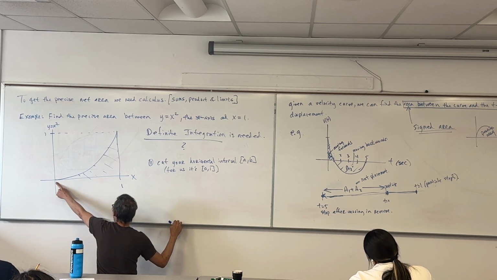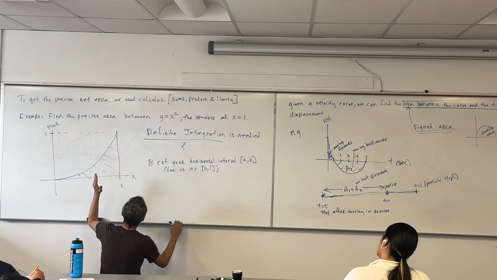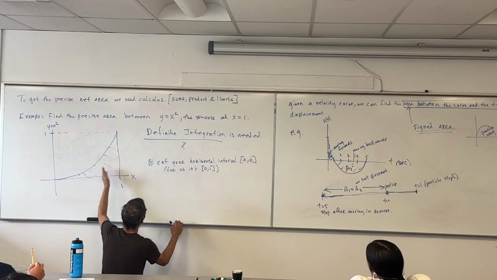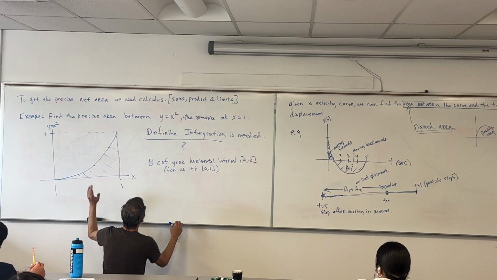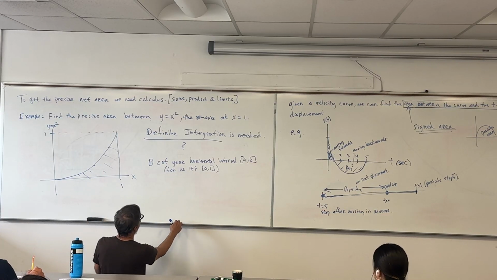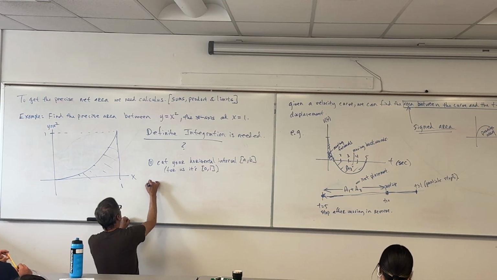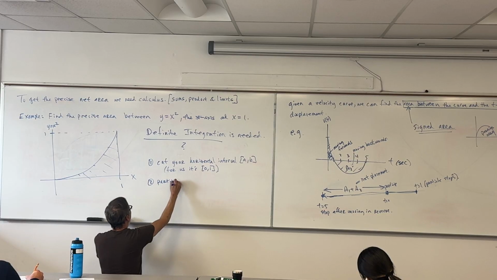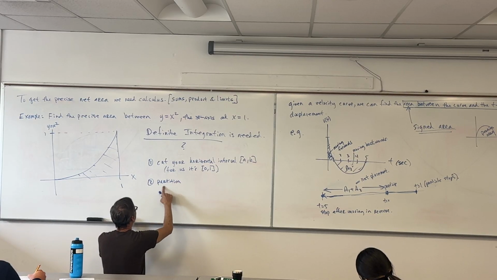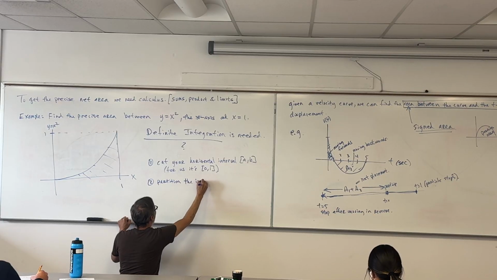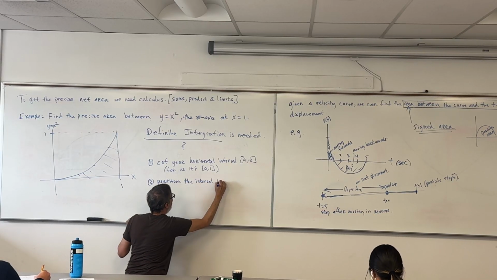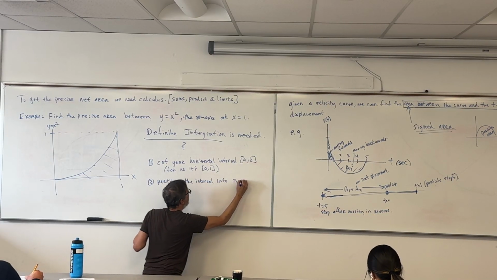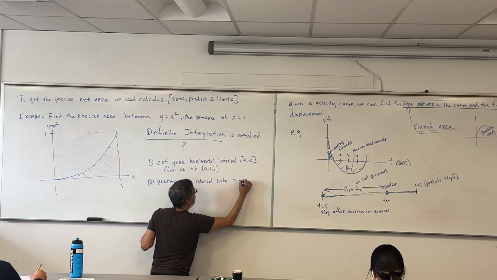The x values run from 0 to 1. And we're gonna do that rectangle game like we've been doing, but we're gonna do it in a cooler way than we've ever done it. Step 2, partition. These are technical words. I'm not just picking fancy words. Partition the interval into n sub-intervals.